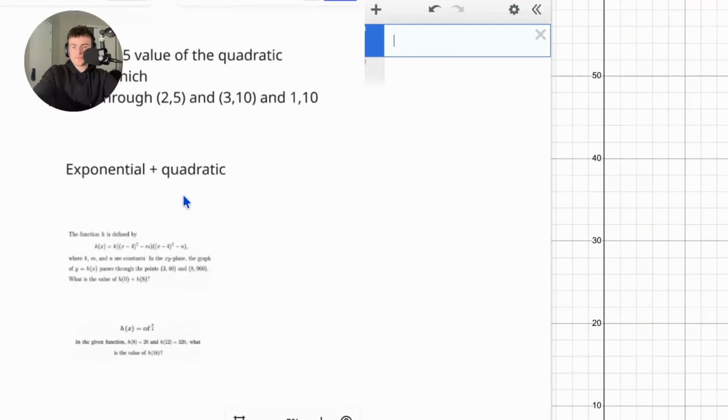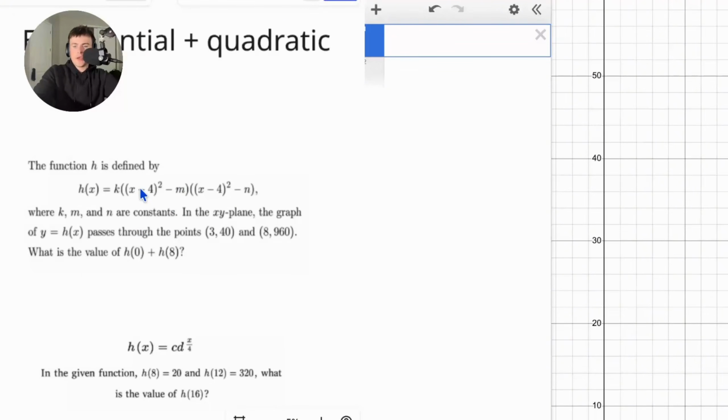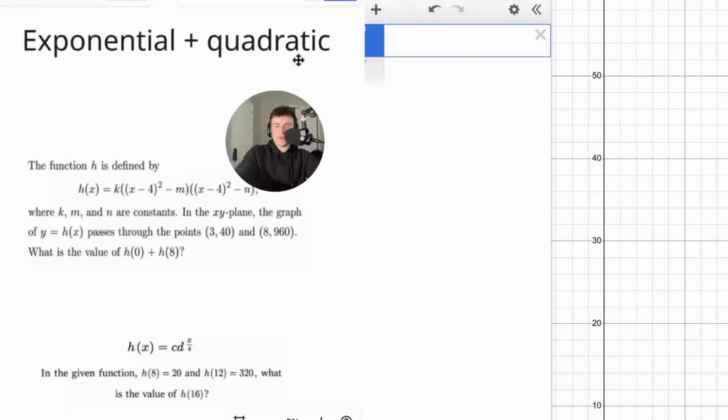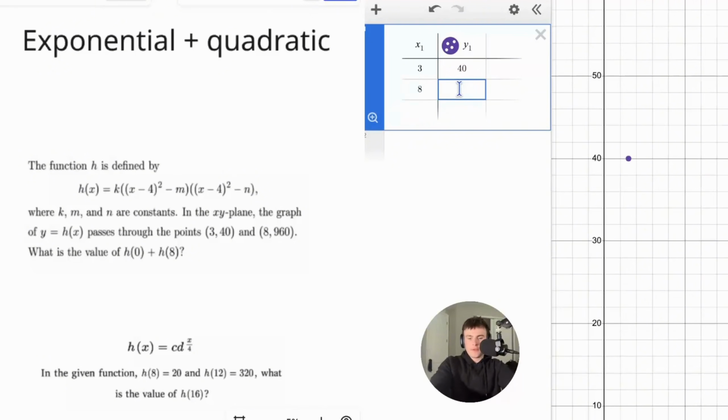This one says the function h is defined by this weird equation where k, m, and n are constants. In the xy plane, the graph of h of x passes through these 2 points. What is the value of h of 0 plus h of 8? Okay, well, we are given this format of the equation, and we're given 2 points. So if we're given points, we should use a table. Okay, table: 3, 40, and then 8, 960. And then keep in mind, the format of this equation is this right here.